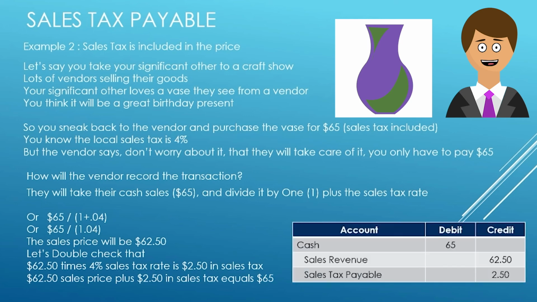So we've got the vendor recording their cash in of $65, and that's their debit. They're also going to credit sales revenue of $62.50. That's the sales price that we had calculated. And they're also going to record sales tax payable of $2.50 that they will owe the government for that $65 sales tax included vase purchase. So I hope that helps you understand when sales tax is included in the price for cash sales.